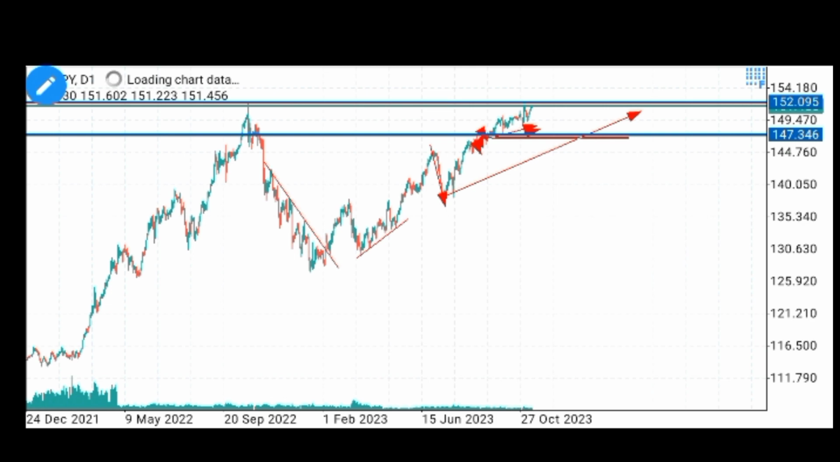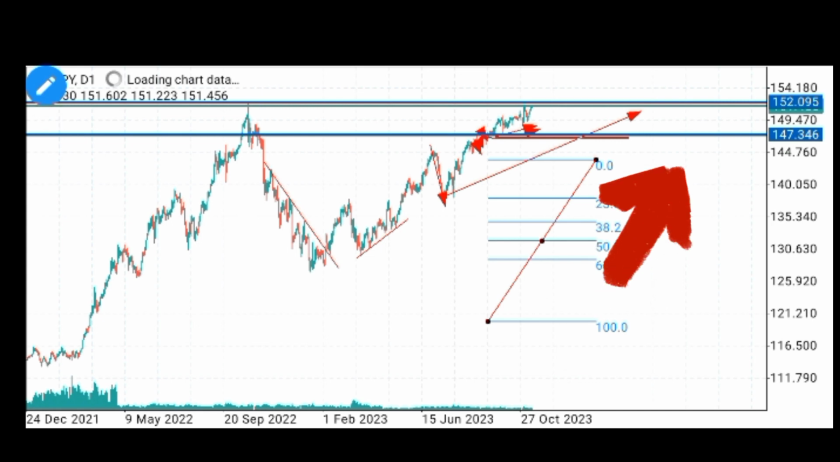Now, if the market is in an uptrend, I already clicked on it. If the market is in an uptrend, all I have to do is identify the swing high and the swing low of the trend. If it's an uptrend, I'm going to start drawing from the swing low to the swing high. You get it?